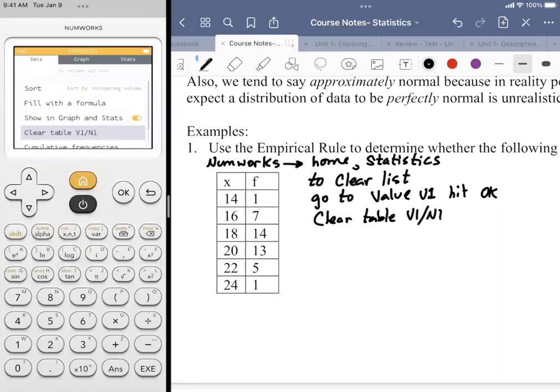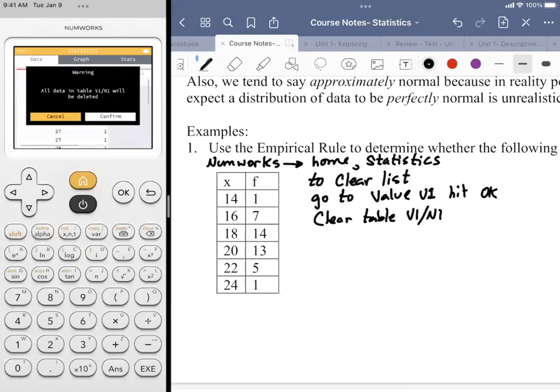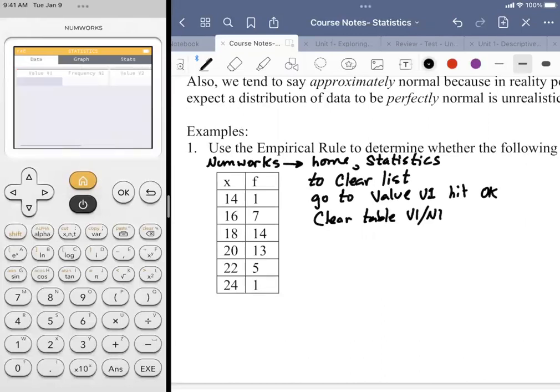All right, and I'll explain what the N1 part of it means in a second. But in this list, you can see that it also gives you an option to display a column for cumulative frequencies if that ends up being an issue. Right, but I just want to clear this table. It'll ask me, do I really want to do it? Some other calculators don't do that, and you're searching for the undo button. This one's asking you, do you really want to delete the stuff that's in the list? Yes, I do. So it's gone.